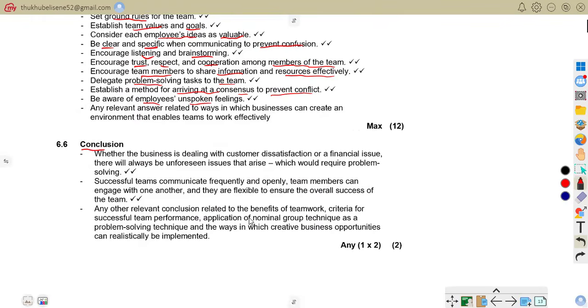So now we are to conclude like we did in question 5. Conclusion. Whether the business is dealing with customers' dissatisfaction or a financial issue, there will always be unforeseen issues that arise, which would require problem solving. Successful teams communicate frequently and openly, team members can engage with one another, and they are flexible to ensure overall success of the team. So any relevant answers to the one mentioned will be acceptable.